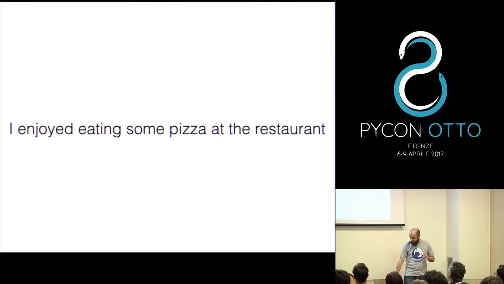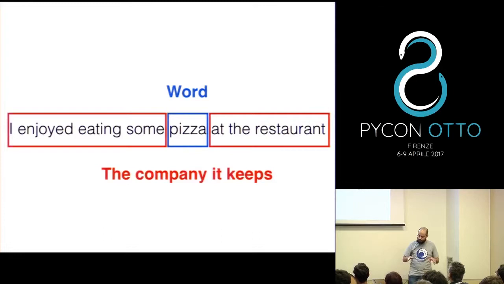So we focus on what's important here. This is our focus word, and this is the company it keeps. So if we want to capture the meaning of the word pizza, we just look around it. Pizza is something we eat. Pizza is something we have at the restaurant. Pizza is something we enjoy. And then if you picture it on a larger scale, people describe the word pizza in many, many different ways. And when you aggregate everything together, you have the true, deep meaning of the word pizza.